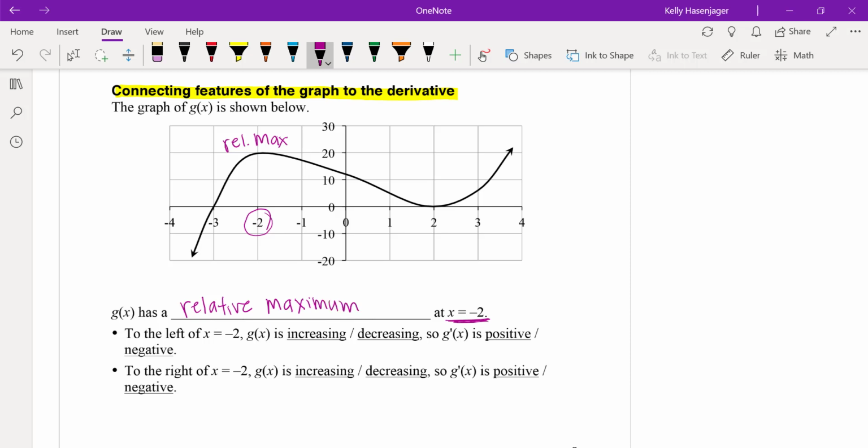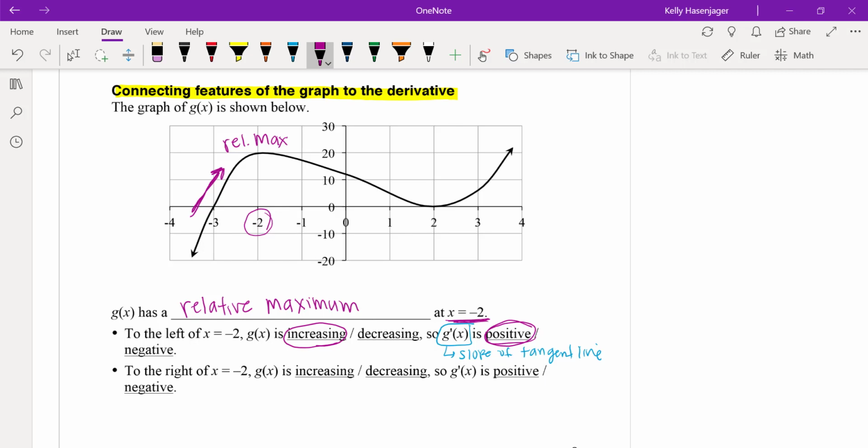All right, so then it wants us to look at both sides of our max. So on the left-hand side of our maximum, if we draw a little line kind of following the curve, we see that the graph is increasing. It's going up from left to right. And then what's the derivative doing there? So if we remember, the derivative is the slope of the tangent line. So if we are increasing, going up from left to right, our slope or our derivative is going to be positive.